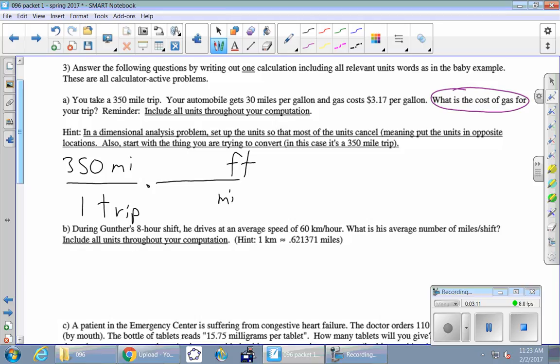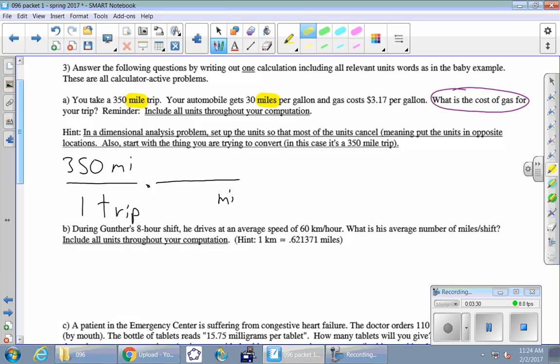So you need to really think carefully about where you want to go. Feet doesn't get me any closer to costs. Feet is still a distance. So we come up into the problem. We say, okay, I've got miles here. I see the word miles there. I see the word miles there. I've already used the 350, but I haven't used the 30 yet. And so that's what's got my attention.